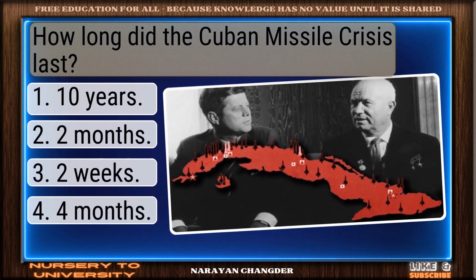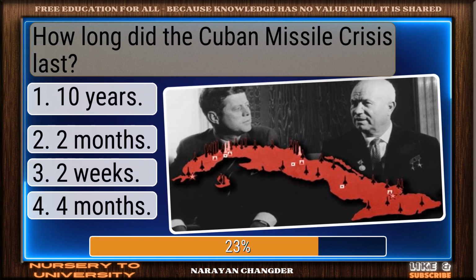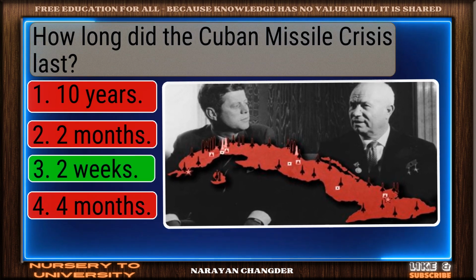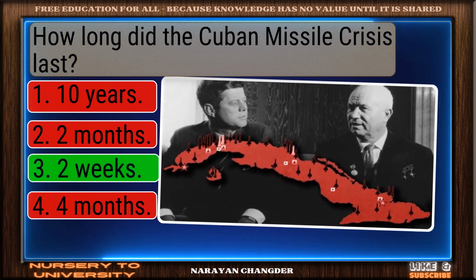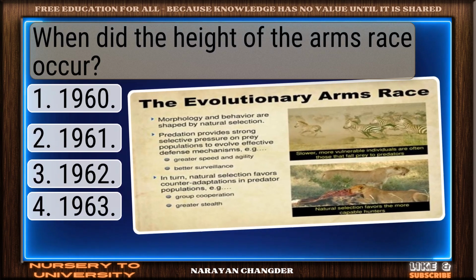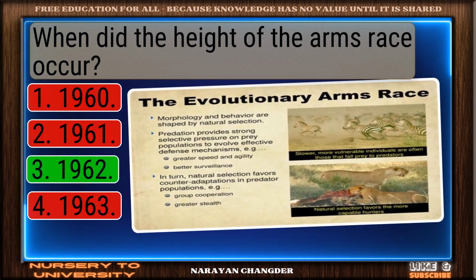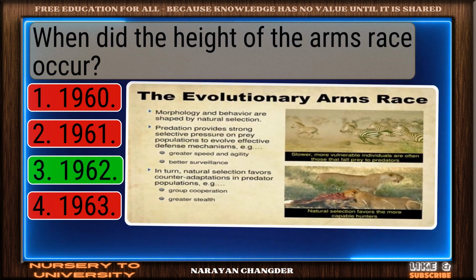How long did the Cuban Missile Crisis last? Excellent. 2 weeks is a brilliant choice. When did the height of the arms race occur? Strong choice. 1962 is the right answer.